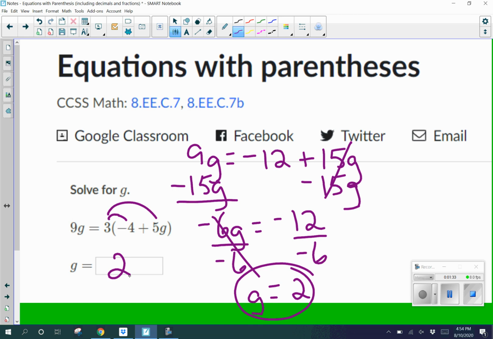And remember, you can always go ahead and plug it back in just to make sure it works. 9 times 2 over here is 18. Let's just write that down. 5 times 2 is 10. Negative 4 plus 10 is 6. And 3 times 6 is also 18. So as you can see, my answer did work.